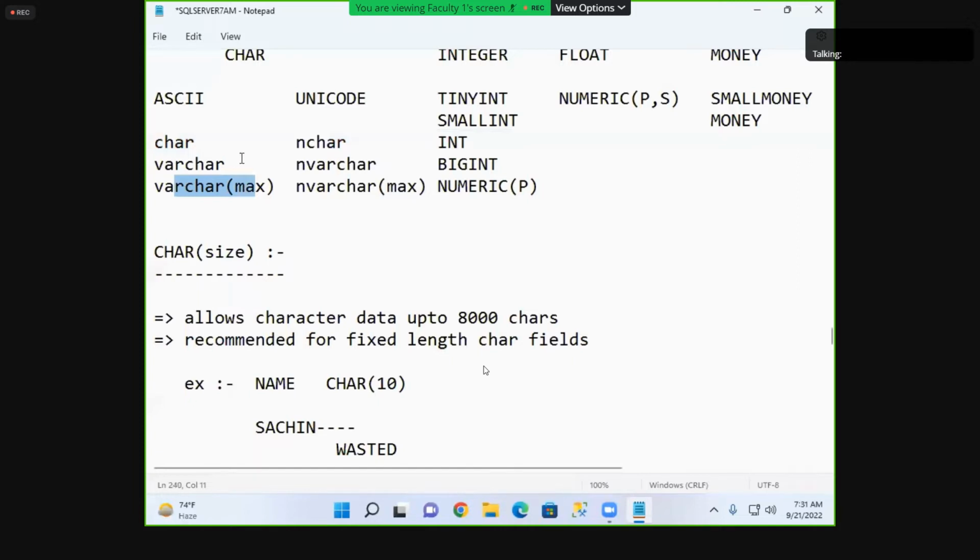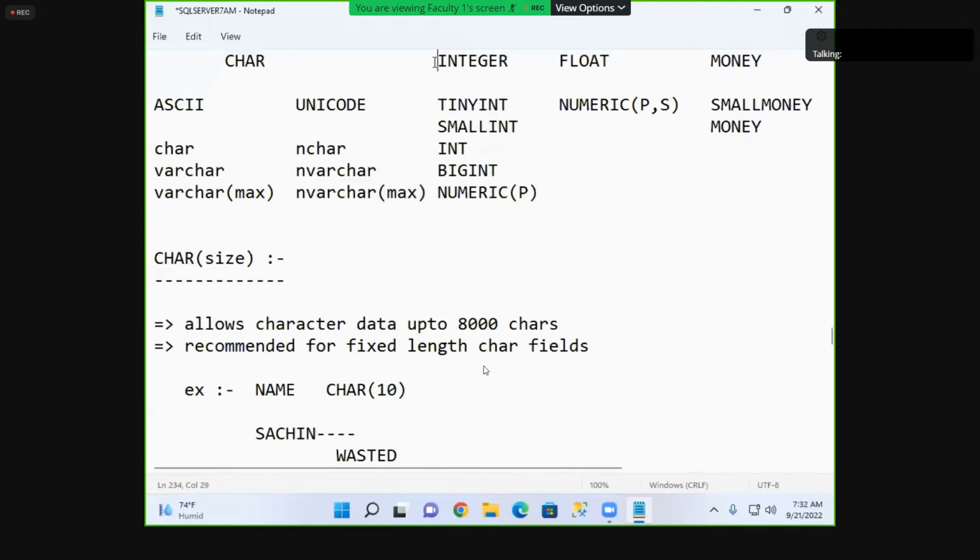But if you want to store characters of other languages, we use what? Nchar, nvarchar max. Like other languages' symbols.